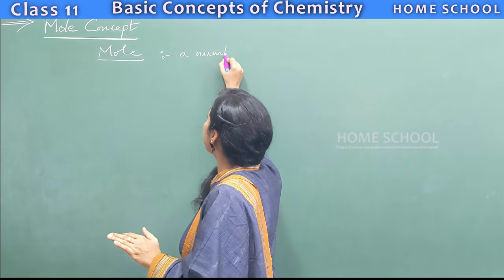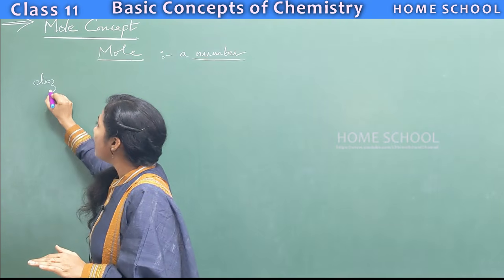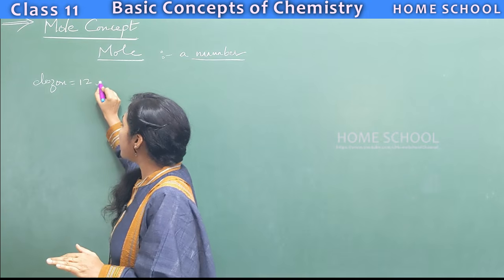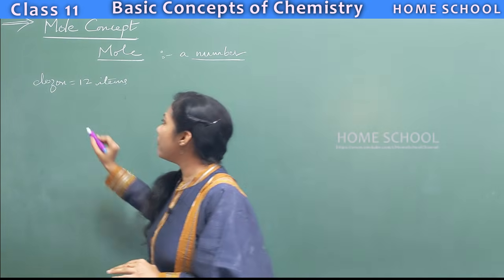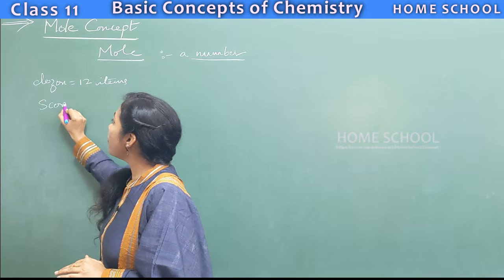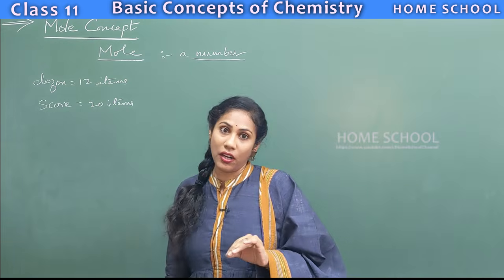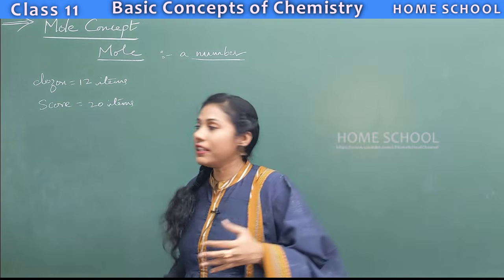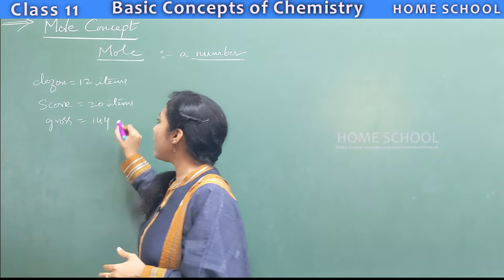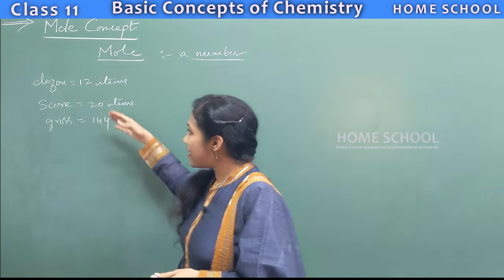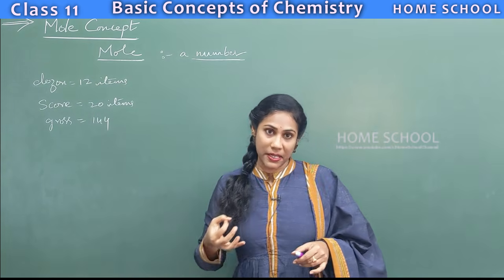It is a number, just like a dozen. We all know what a dozen means. Dozen in the sense it is 12 items or 12 particles, isn't it? We also use a word called score. Score means 20 items. Similarly, we have another word called gross. Gross means it is 144 items. So just like dozen, score and gross, we have something called mole in our chemistry.